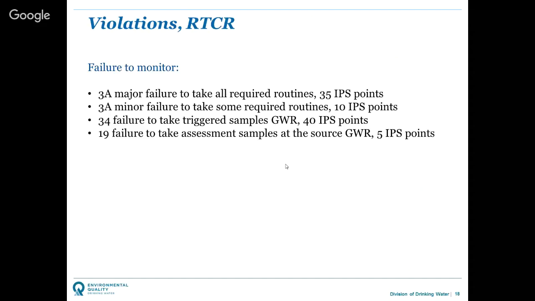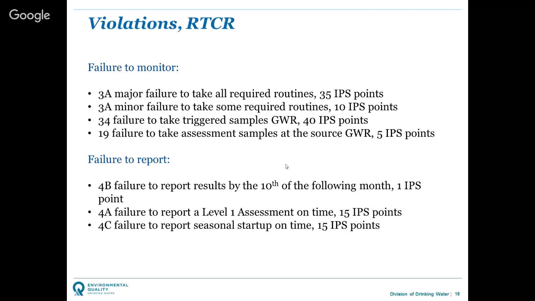And those, I see a lot of those on enforcement orders, and they're one of the easier ones to fix, because you just got to go take that sample. That's right. Yeah. 19 is the failure to take the assessment samples at the source for groundwater, and that's the confirmed E. coli, the 5 follow-up month. And that's 5 points on IPS.